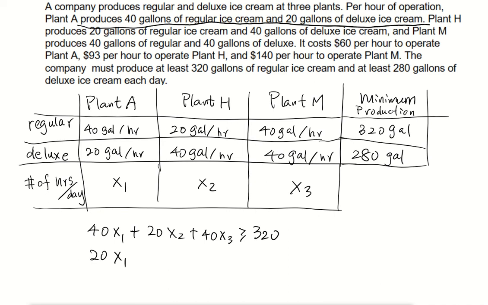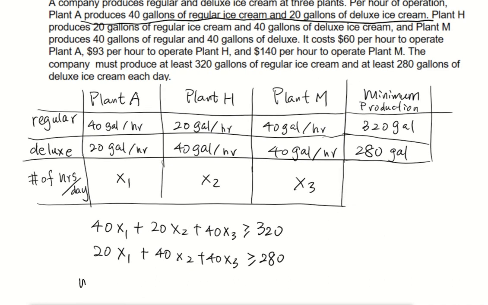All right, the second inequality is 20x1. That's the number of gallons of deluxe ice cream produced by plant A, plus similarly 40x2 plus 40x3. The minimum value is 280, so that number needs to be greater than or equal to 280.